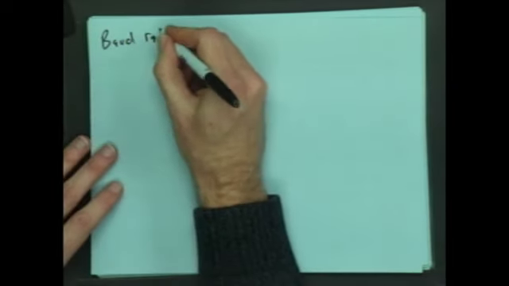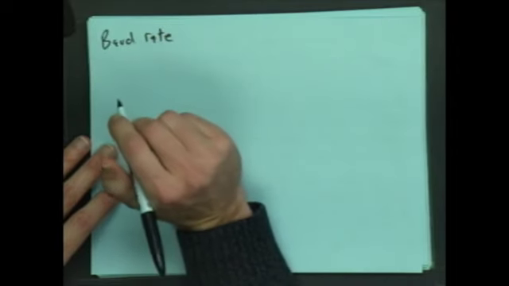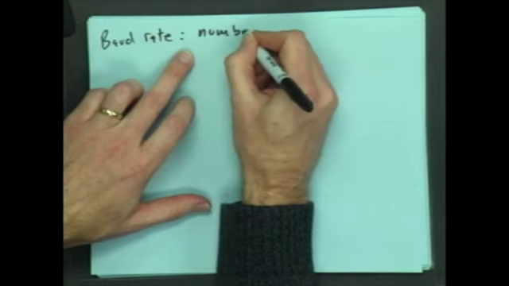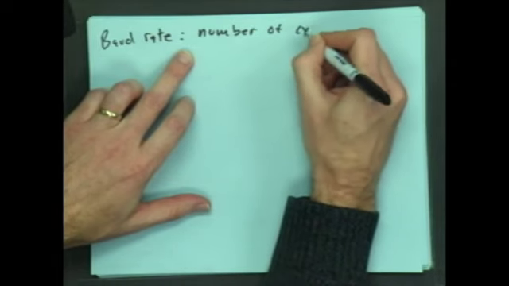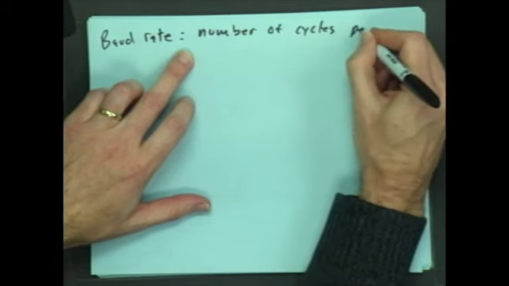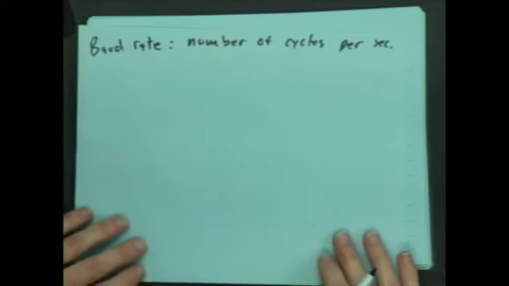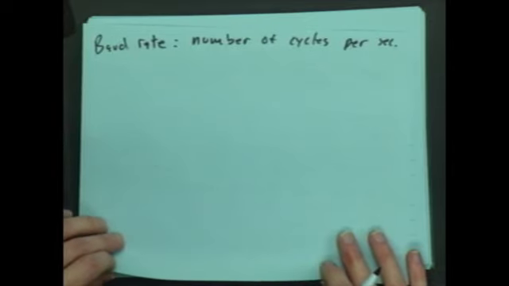Now some terminology. You almost never hear baud rate anymore, but I'm going to tell you what it is. The baud rate is the number of cycles per second. I'll just put sec, okay? So baud rate is number of cycles per second.